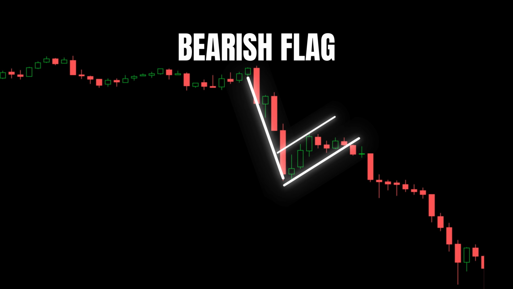a bearish flagpole. Just like in the bullish flag, what we do is we use trend lines connecting the highs of the consolidating candles and the lows of the consolidating candles, which creates that flag-like pattern on your chart.